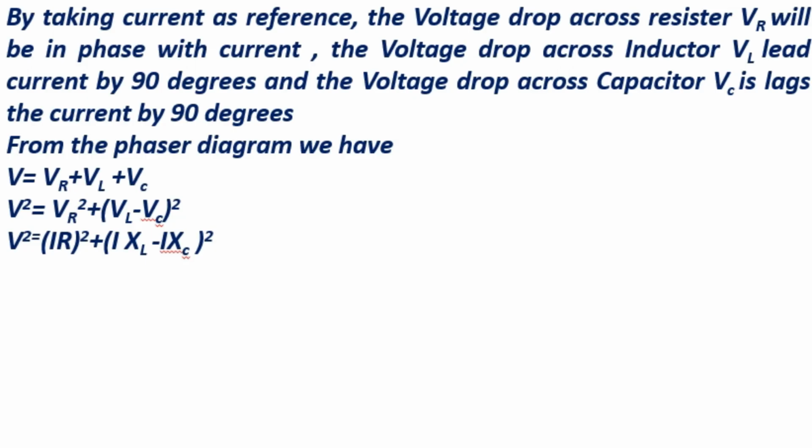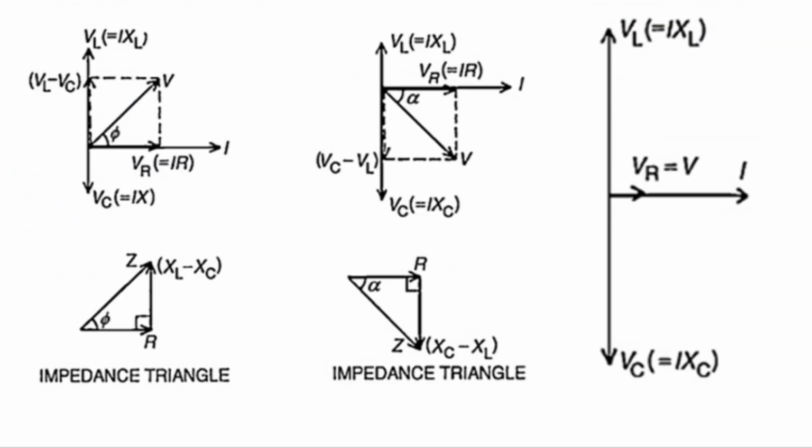If the value of XL is greater than XC, figure 1 represents XL greater than XC. In this case, automatically the value of VL is greater than VC. The first triangle gives the impedance triangle if XL is greater than XC. In the second case, XL is less than XC. In that case, the capacitor voltage VC is dominating, which is greater than VL. Therefore, this is the phasor diagram in case of XL less than XC.